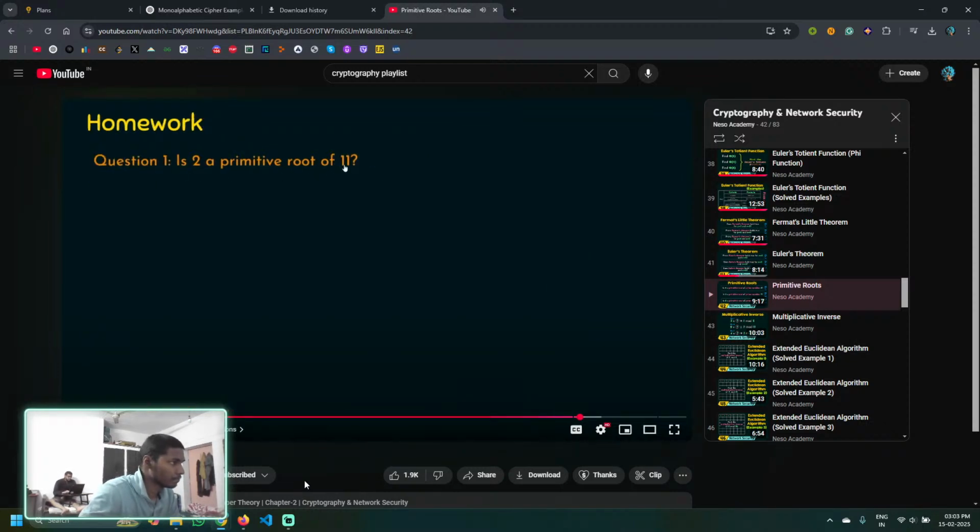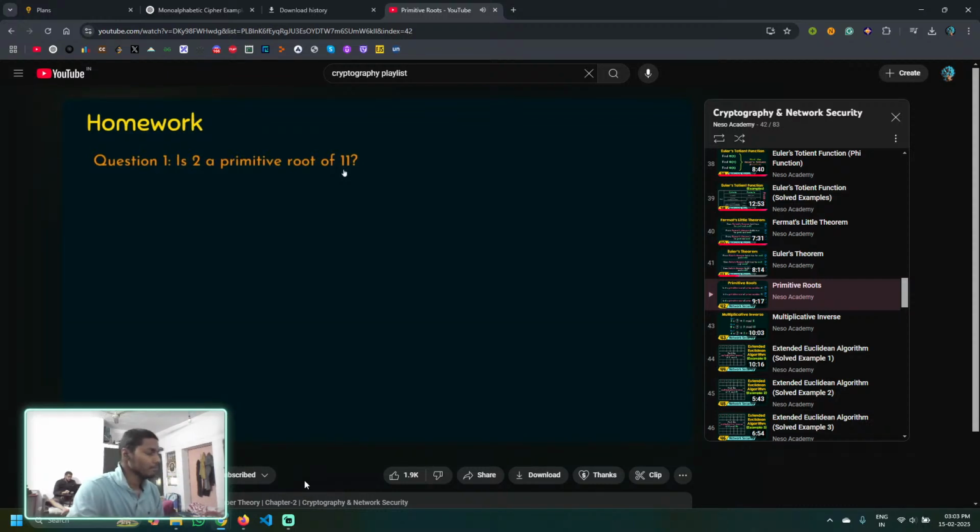Is 2 a primitive root of prime number 11? So you're required to find 2 power 1 mod 11, 2 power 2 mod 11, up to 2 power 10 mod 11. And if you get the distinct values, then you can confirm 2 is a primitive root of number 11. And question number 2 is a different question.